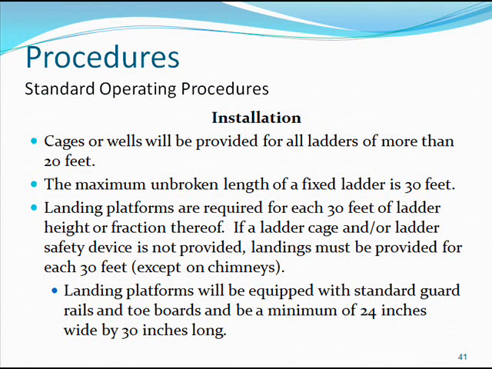Procedures, standard operating procedures, installation. Cages or wells will be provided for all ladders of more than 20 feet. The maximum unbroken length of a fixed ladder is 30 feet. Landing platforms are required for each 30 feet of ladder height or fraction thereof. If a ladder cage and/or ladder safety device is not provided, landings must be provided for each 30 feet, except on chimneys. Landing platforms will be equipped with standard guardrails and toe boards and be a minimum of 24 inches wide by 30 inches long.